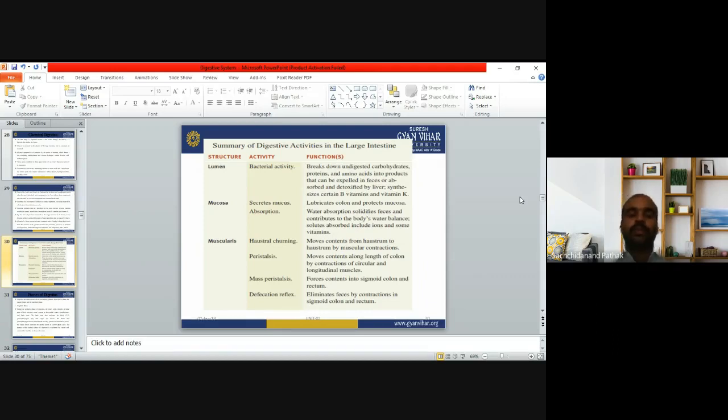Then the muscularis, in which haustral churning moves the content from haustrum to haustrum by muscular contraction. Peristalsis moves content along the length of the colon by contraction of the circular and longitudinal muscle. Mass peristalsis forces content into the sigmoid colon and rectum 3 to 4 times per day. And the defecation reflex eliminates the feces by contraction of the sigmoid colon and rectum. That is called the defecation process.